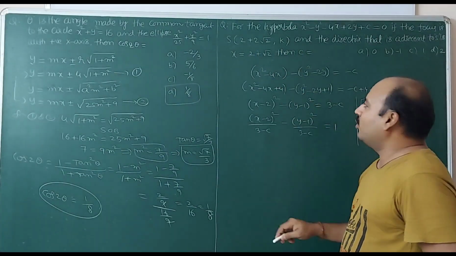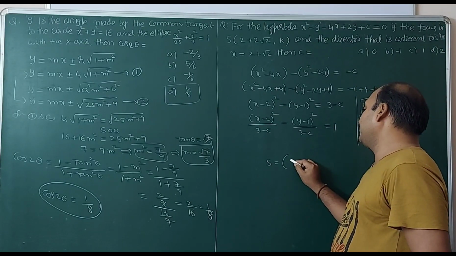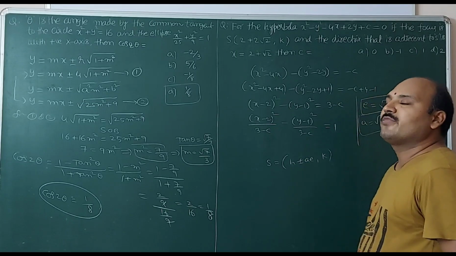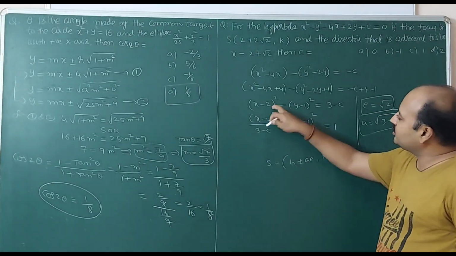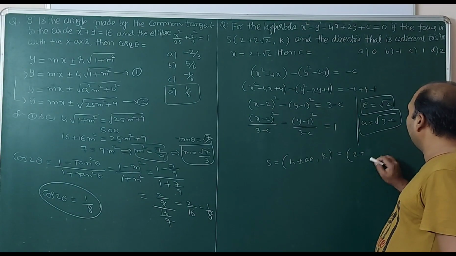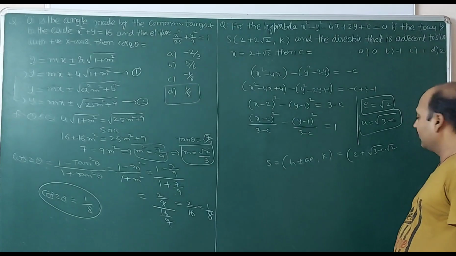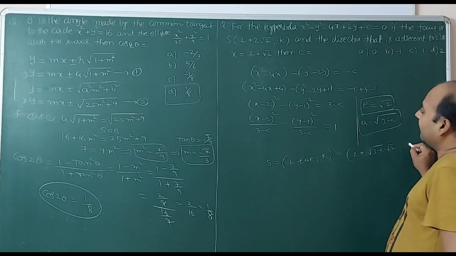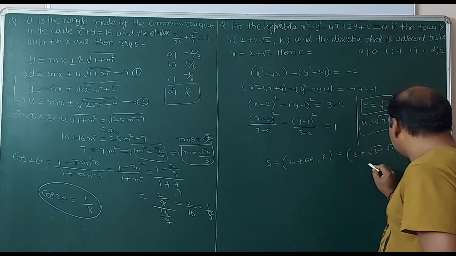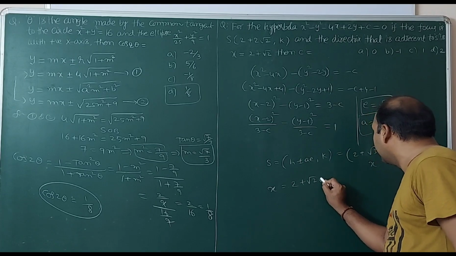Here focus value is given. Focus for this is what? S is equal to h plus or minus ae comma k. So that is equal to h value 2 plus ae. a value root 3 minus c. e value root 2. Comma k value 1. But I required only x value is given. This is x coordinate, this is y coordinate. So x is equal to 2 plus or minus root 2 into root 3 minus c.